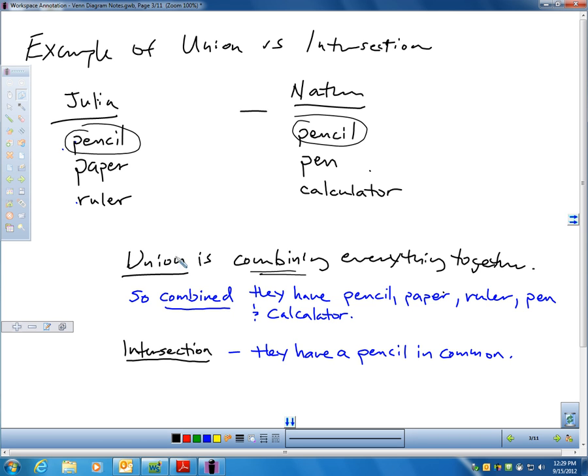That's the difference between union and intersection. Union is combining everything. Intersection is just what do you have in common.